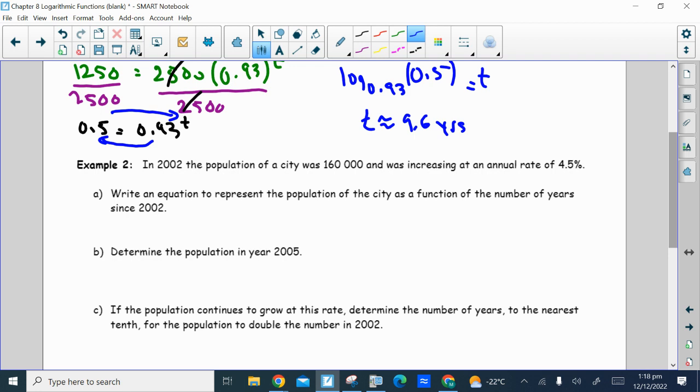In 2002, the population of the city was 160,000 and was increasing at an annual rate of 4.5%. So an equation to represent the population of the city as a function of the number of years since 2002 would be y equals A, the initial amount, which is 160,000, times B, which would be 1.045. It's increasing at 4.5%, so you're going to have 100% plus 4.5% more.